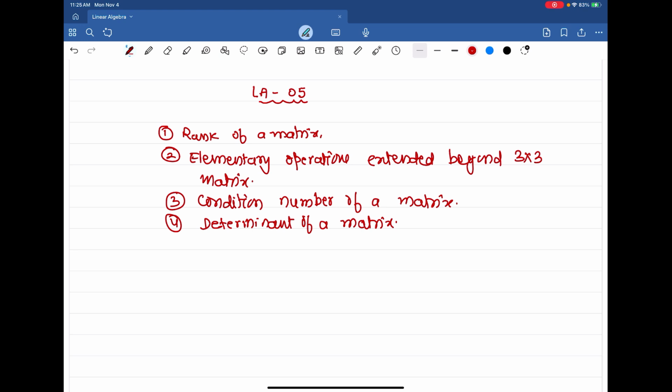Now, in this lecture, let us take an example of 4 by 4 matrix and we will do all these operations and let us see how the concepts can be clear. Till now we have dealt with 2 by 2 matrix and 3 by 3 matrix. Let us expand our scope of study to 4 by 4 matrix.